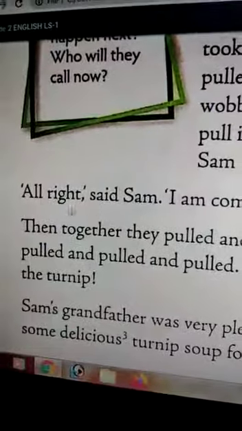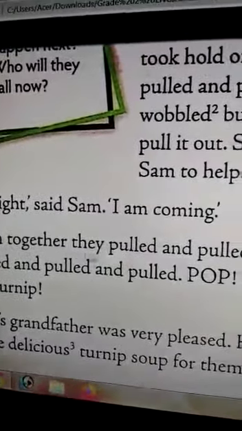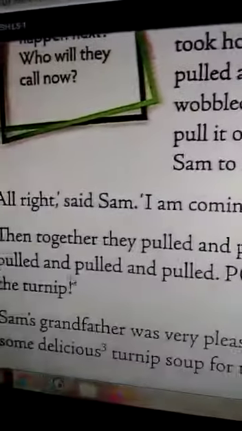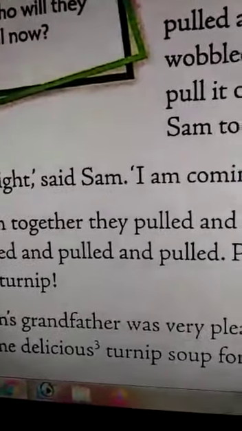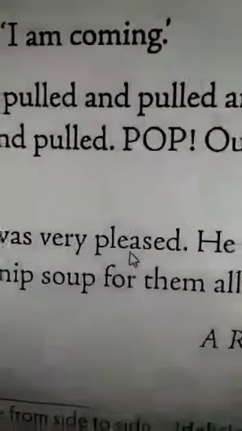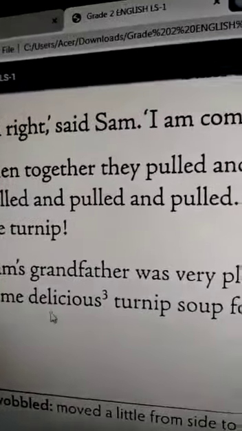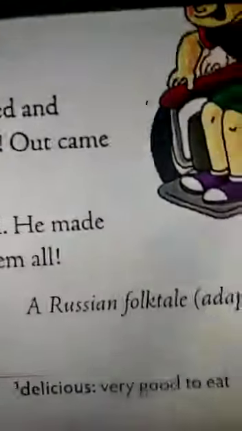"All right," said Sam, "I'm coming." Then together they pulled and pulled and pulled and pulled and pulled. Pop! Out came the turnip. Finally the turnip came out. Sam's grandfather was very pleased. He made some delicious turnip soup for them all.